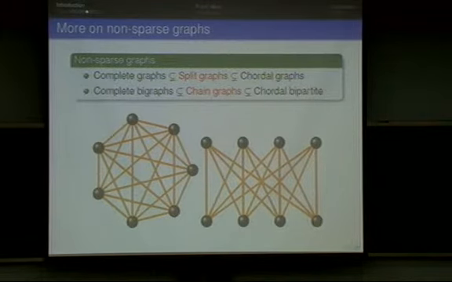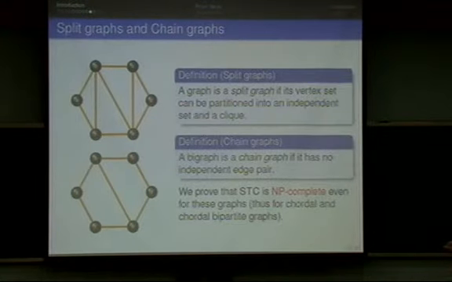The result is negative. It is NP-hard for both classes, or they have more simple subclasses, and the problem is NP-complete even for these simple graph classes, split graphs and chain graphs. So let me define these graph classes. Maybe you don't need the definition of split graphs. This is not split, but if you put this edge, then the graph becomes split because these 4 vertices form a clique, and these 2 vertices form an independent set.